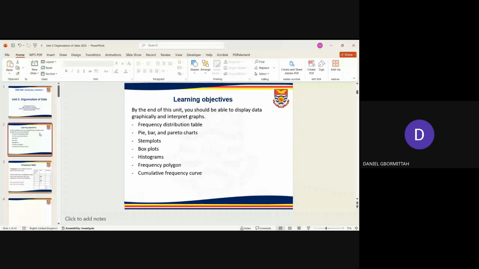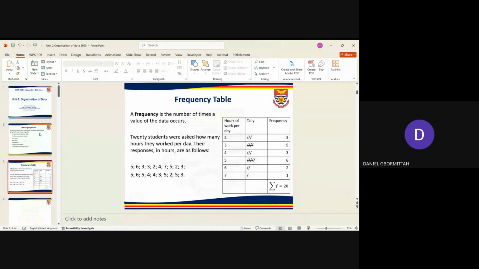So let's quickly look at the frequency table. This is something that you can all do. I believe you can all organize your data using a frequency distribution table. But when you are doing it, also consider the ungrouped one and the grouped one. What we have here is ungrouped.